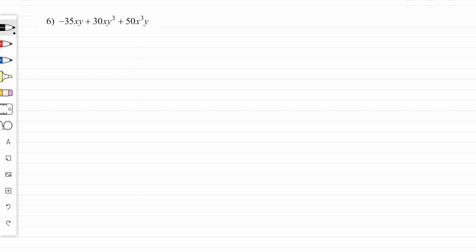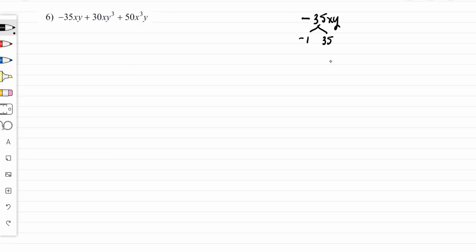So let's get started. We start off with the negative 35xy. Since it's negative, as we saw in the previous video, we're going to start by factoring the negative 1 out of the 35. That just lets us see that we have a negative we have to keep track of. The 35 would be 5 times 7. So we have our factors of negative 1, 5, 7, an x and a y.